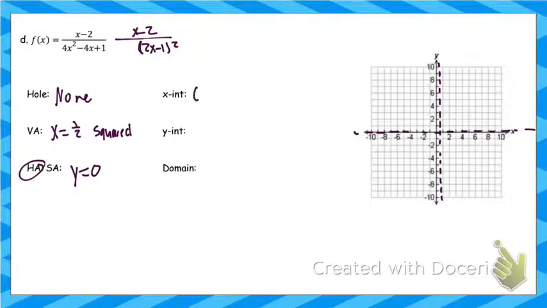X-intercept, set the top equal to 0. So let me go ahead and plot that point. It's on the axis. Y-intercept, let's plug in 0. Oh, let's plug in 0 to the original, makes it a little easier. So I get (0, -2).